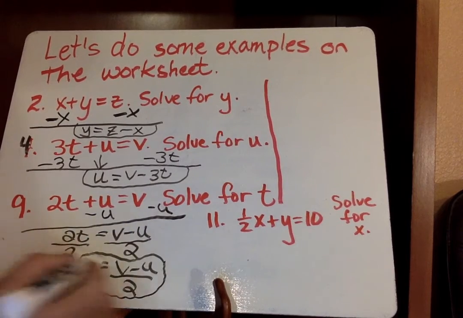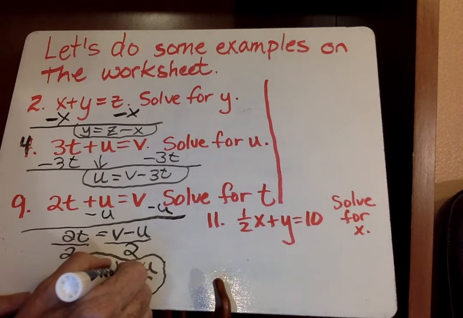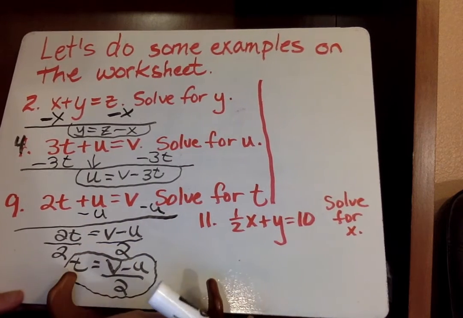And there's your final answer. So again, v minus u divided by 2.